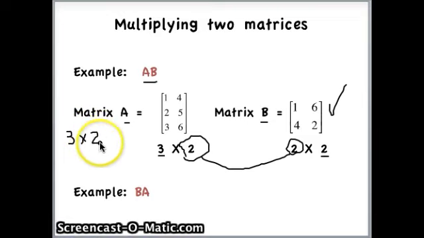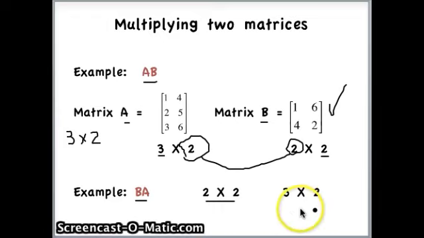So the dimensions of the matrices tell us two things. First, they tell us whether we can multiply the matrices together, and then they tell us the dimensions of our new matrix after multiplication. So let's look at if we wanted to do B times A, so matrix B times matrix A. First, we're going to look at the dimensions. Since we're doing B times A, we're going to write the dimensions of matrix B first, then the dimensions of matrix A. So 2 by 2 and 3 by 2.